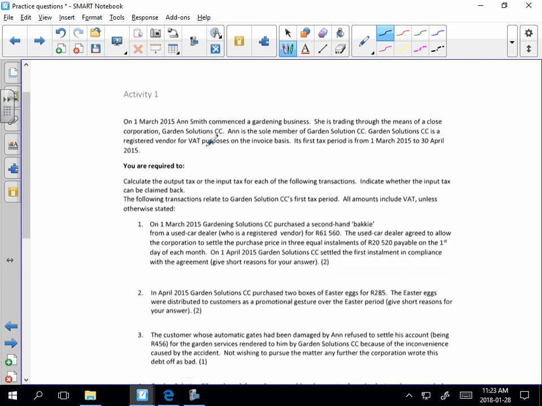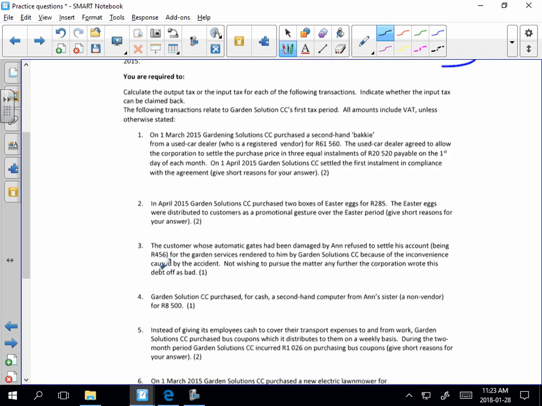So on the 1st of March, we have looked at this scenario before, and we have looked at point number one there. Point number one dealt with a VAT vendor making a sale to another VAT vendor. So therefore we said what? Normal rules apply. I assume this to be prior knowledge. You understand that if you buy, you claim input VAT. If you sell, you levy output VAT.